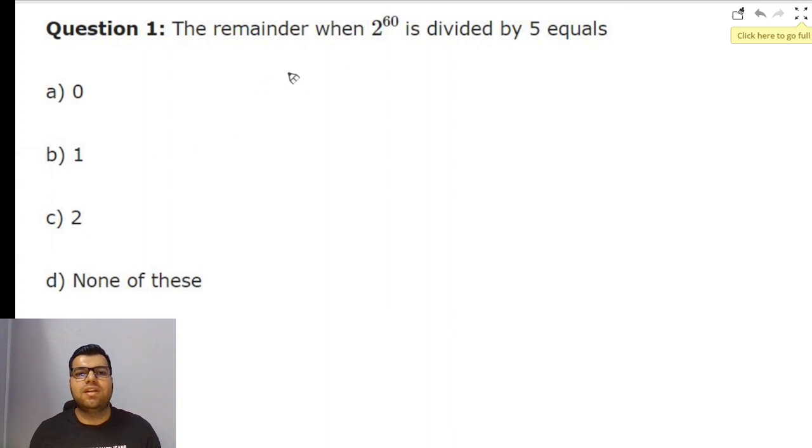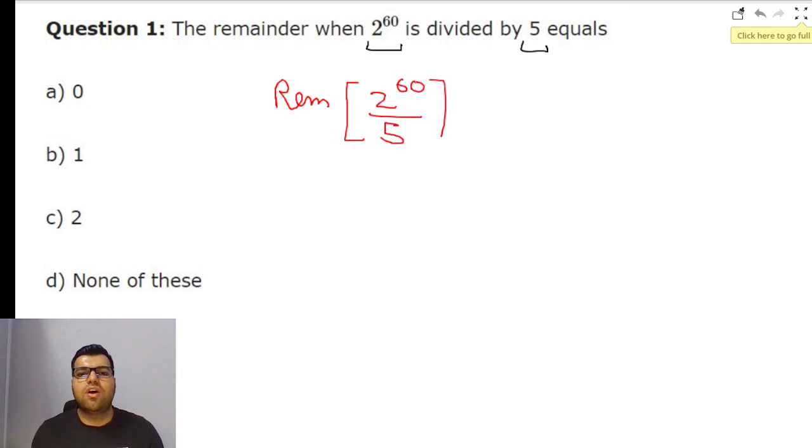So how I will represent it? Here dividend is 2 raised to power 60 and divisor is 5. So I know the representation REM, remainder of 2 raised to power 60 with 5. Okay, so now how to proceed? Just see what we will do.